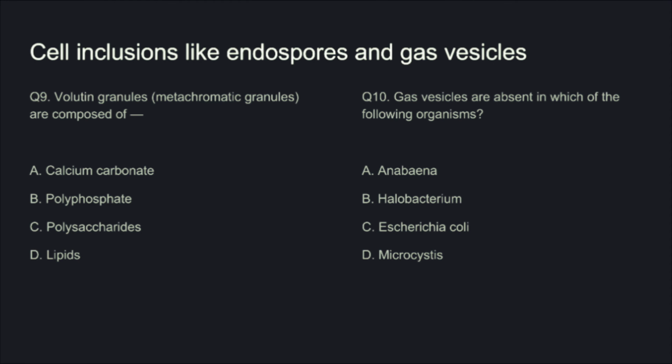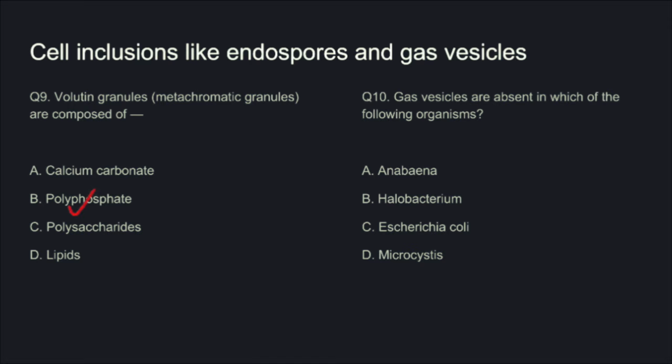Question 9. Volutin granules, that are metachromatic granules, and they are composed of. Options are A. Calcium carbonate, B. Polyphosphate, C. Polysaccharide, D. Lipids. The correct answer for this question is option B. Polyphosphate.